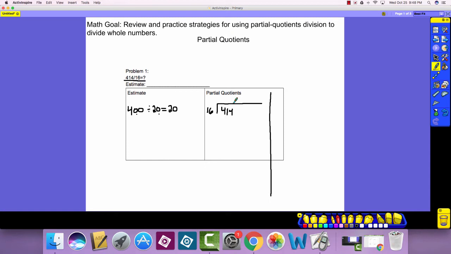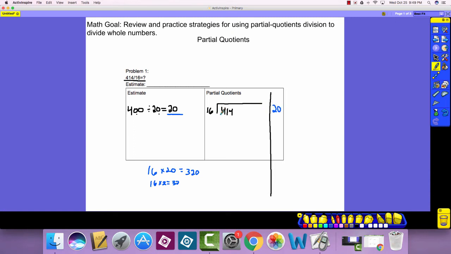Now that you've paused the video, let's think. How many 16s are there in 414? Well, I could think 16 times 10 is 160, but I'm actually going to see if I can get a little closer. I'm going to use my estimate to help me. I know my estimate is 20, so my quotient is going to be close to 20. So what is 16 times 20? Well, I know 16 times 2 equals 32, so 16 times 20 is 320. So I'm going to use 20 as my first partial quotient.